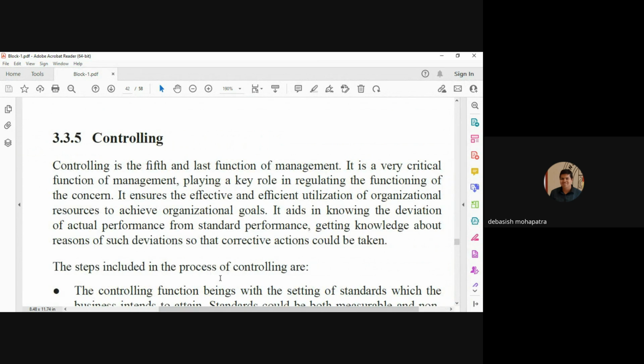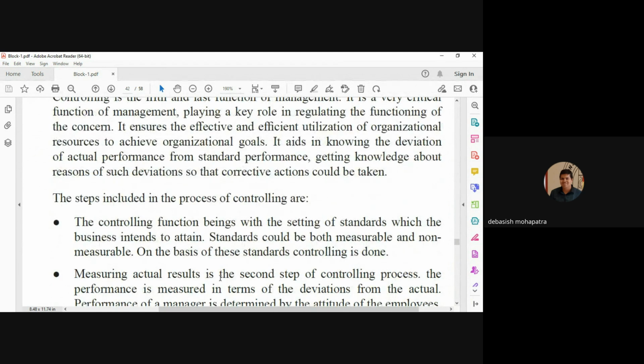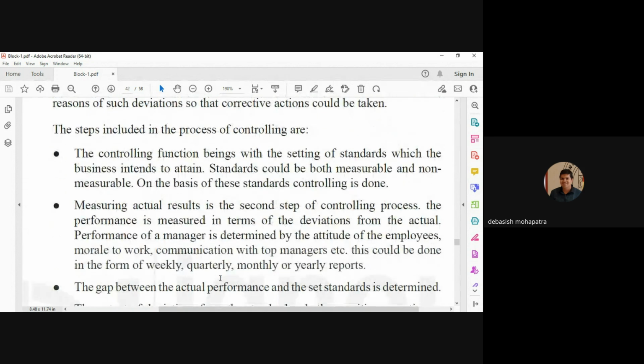Then controlling is another function of management. The first step in the controlling function begins with the setting of standards which the business intends to attain. Standards could be both measurable and non-measurable. Measuring actual results is the second step of the controlling process, and the performance is measured in terms of the deviation from the actual.